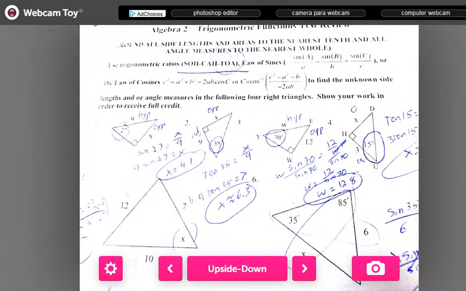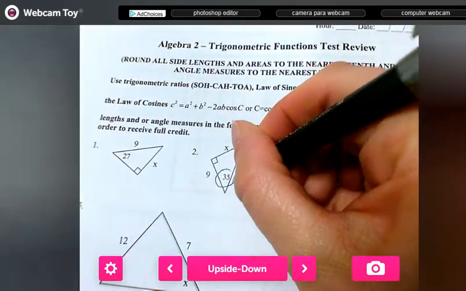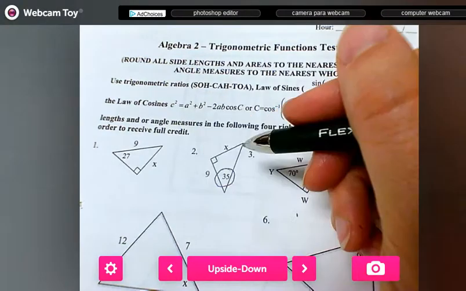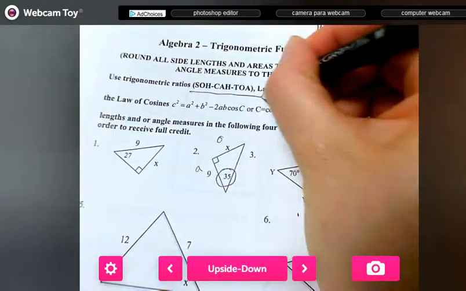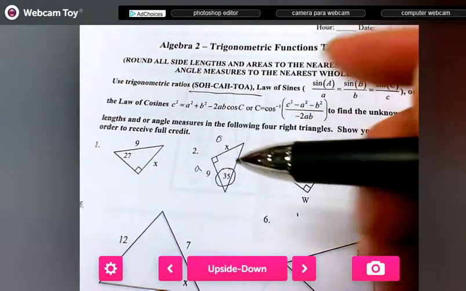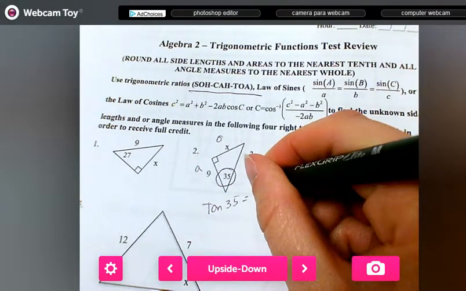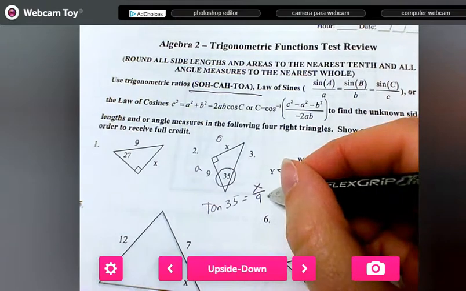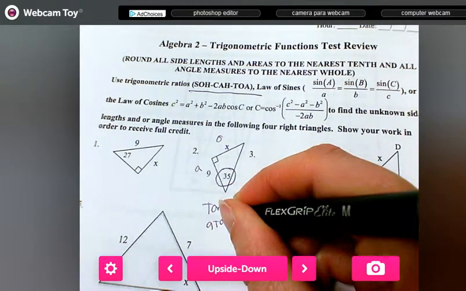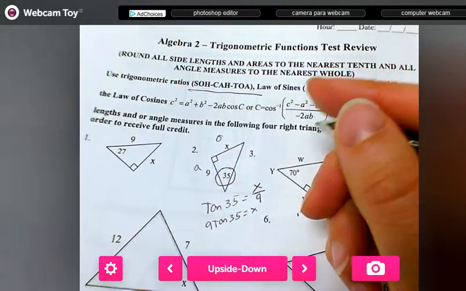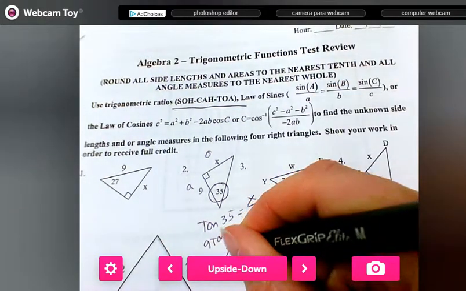Second one? Okay, so if we're looking at the second one, what I like to do first is circle the angle and label the 2 sides that I'm given. This is my opposite, this is my adjacent. So I go up here, which one uses opposite and adjacent? Tangent does. So I'm going to go tan of 35 equals opposite x over adjacent 9. And then I got to get rid of that 9, so I have x all by itself on one side. So I go 9 tan 35 equals x, and I end up with x is approximately, because I rounded, 6.3.